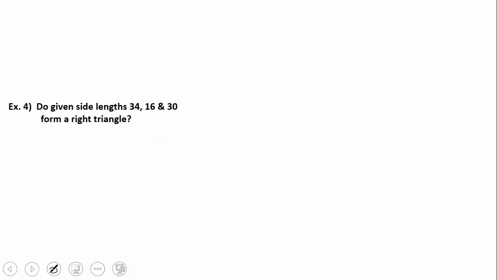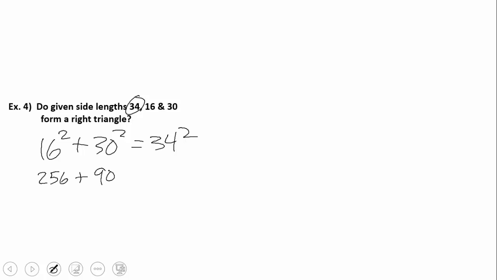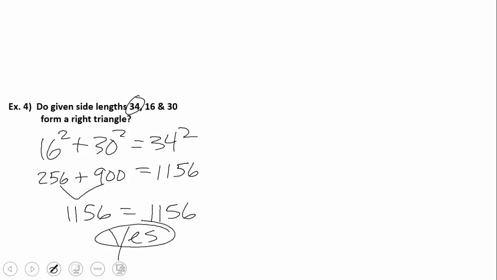How about this time? 34, 16, and 30. I didn't put them in order for us this time. So we've got to use what we know. Longest side is the hypotenuse. So 16 squared plus 30 squared, equaling 34 squared. And when we do the math, 16 squared is 256. Plus 30 squared, that's 900. Equal 34 squared, which is 1,156. If we add these two together, we get 1,156. Is that equal to 1,156? You darn tootin' it is. Yes, indeed. This is in fact a right triangle.